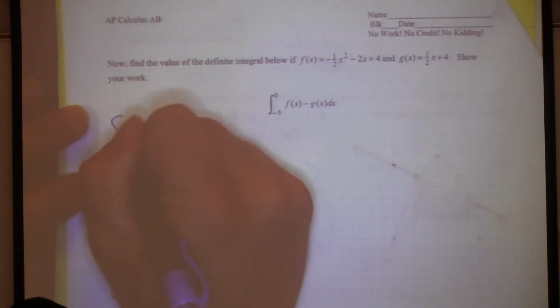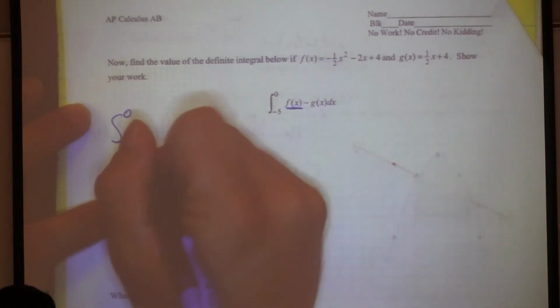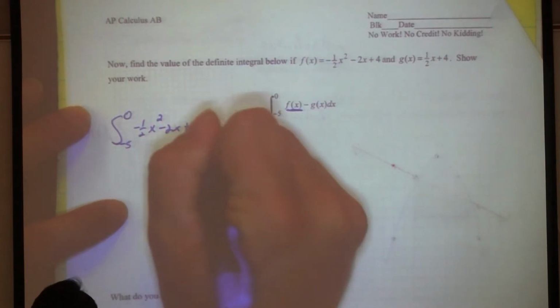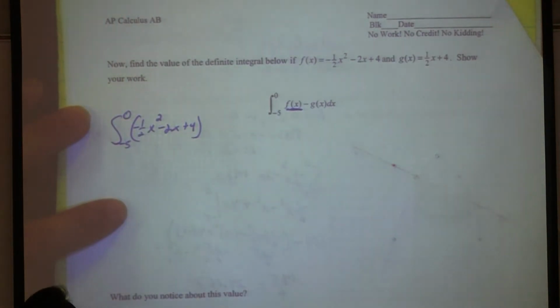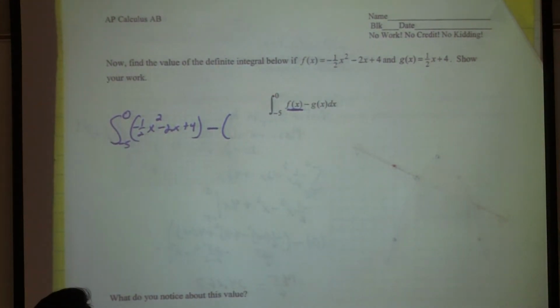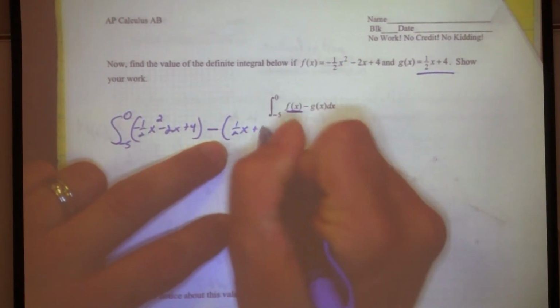So what was the top function? What was f of x? Minus 2x. Put it in parentheses. Minus, put it in parentheses, this is where kids mess up. They don't put the second function in parentheses, so they forget to distribute the negative, and then that makes them get it all wrong. Okay? So minus g of x, which is this guy, 1/2 x plus 4.